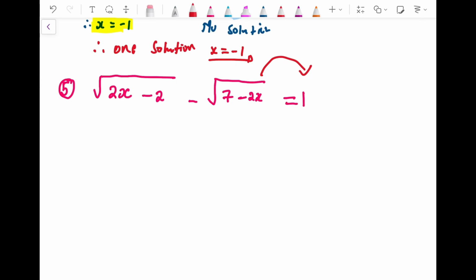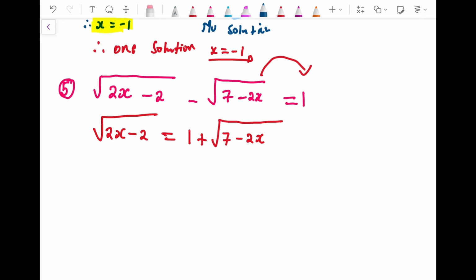So I am going to take this one to my right, and then I will have the square root of 2x minus 2 is equal to 1 plus the square root of 7 minus 2x. And then now we can square on both sides. So if I square on both sides, we square everything, and the squaring and the square root will reverse each other.